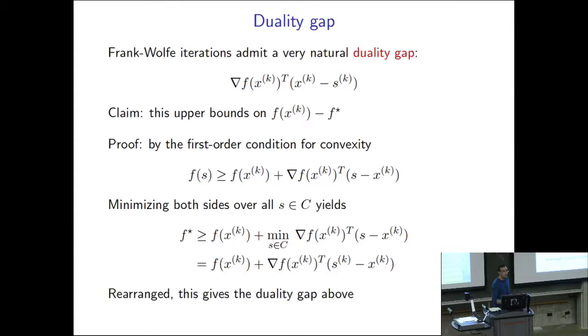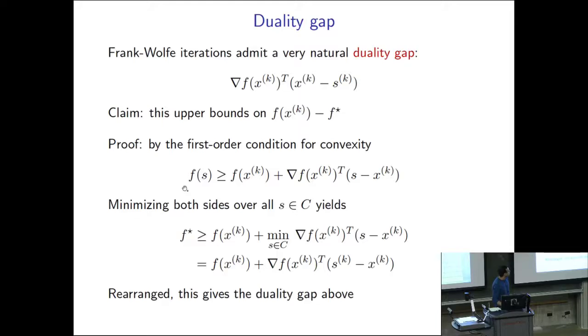So I'm calling it a duality gap. I'm not telling you where the dual comes in yet, but I will tell you shortly. But it upper bounds f of xk minus f star. And the proof is extremely simple. Here's the proof.